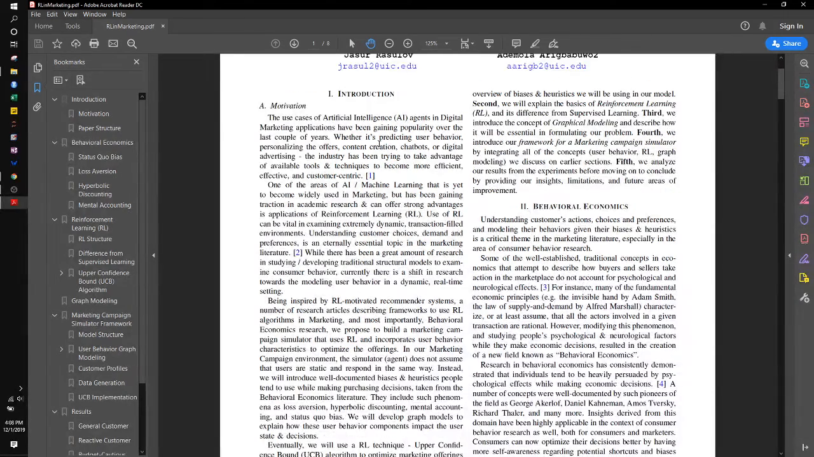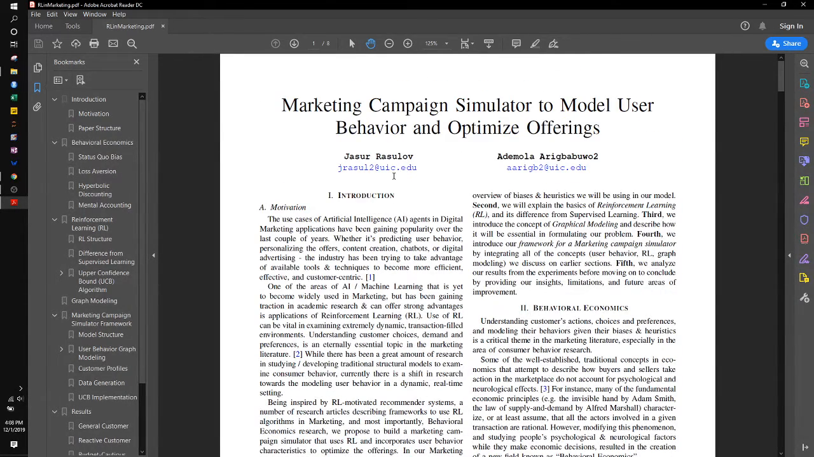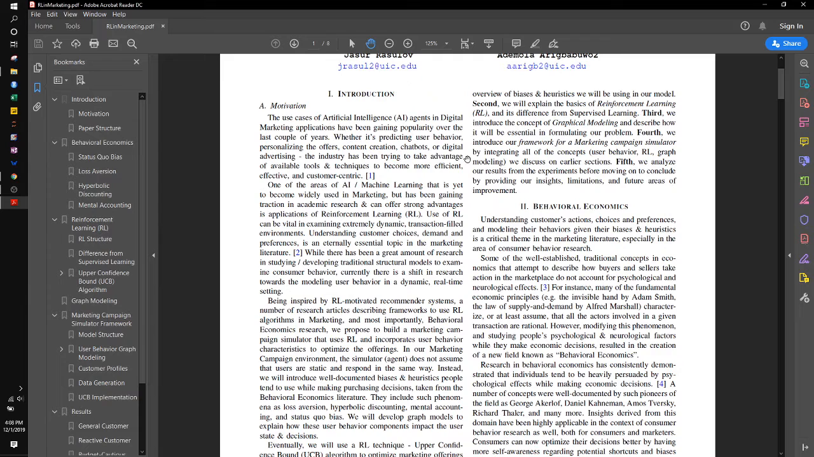So, introduction. This paper will be provided as part of the deliverable, so we're not going to go into all the details of it, but basically what we have here is why we were inspired by reinforcement learning and the intersection of it with marketing. We were inspired by two things: reinforcement learning, recommender systems, or any kind of simulation that models user behavior, and also behavioral economics research.